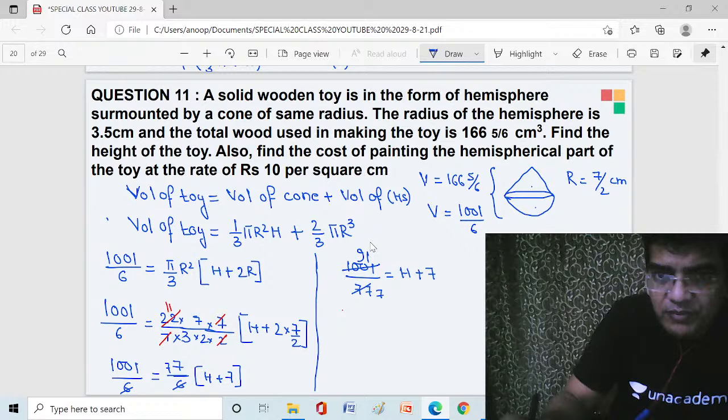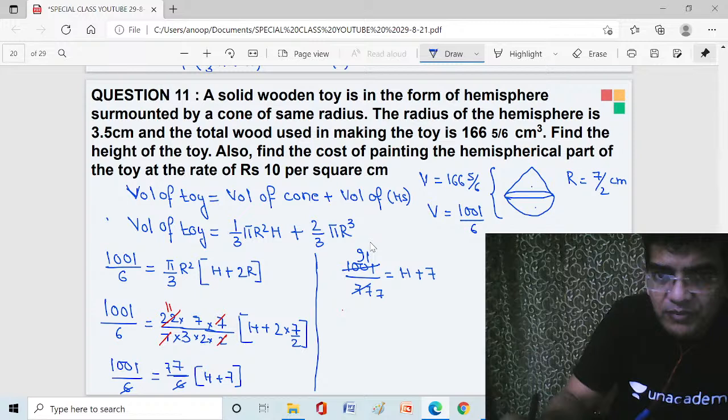No, this is 13, not 21, sorry. Calculation wrong here. This is 7 1 the 7, and 7 3 the 21. So sorry, this is 13. So height will be 13 minus 7. So height will be 6.